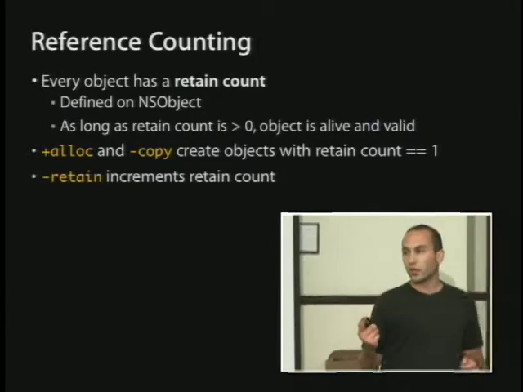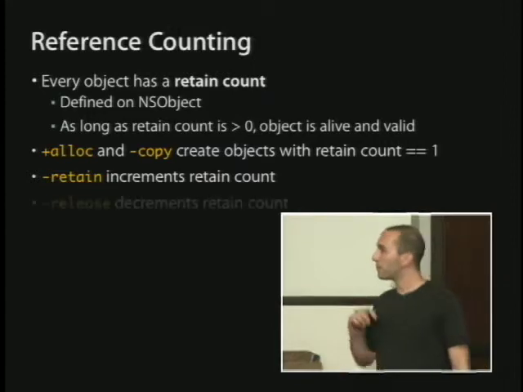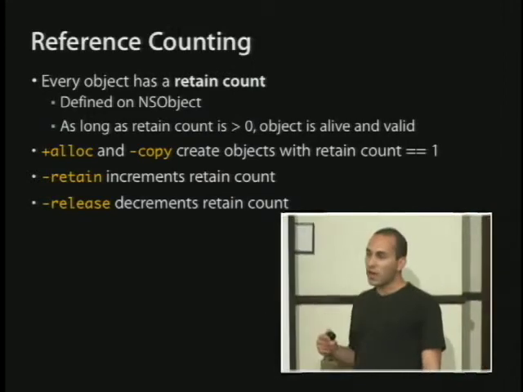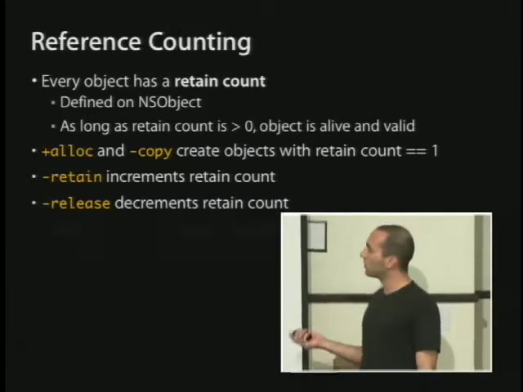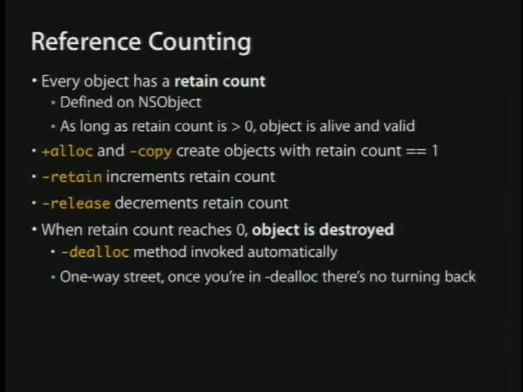Retain increments the retain count by 1. Release subtracts 1 from the retain count. And when the retain count goes to 0, so you've called release enough times to match the total number of retain, alloc, and copies, dealloc is going to be called for you automatically.